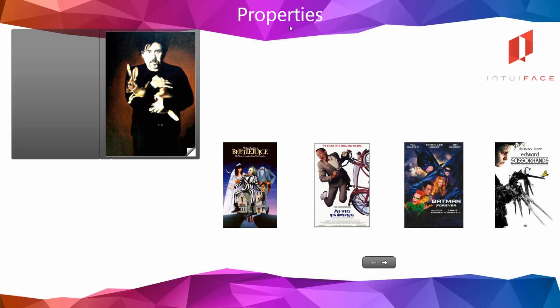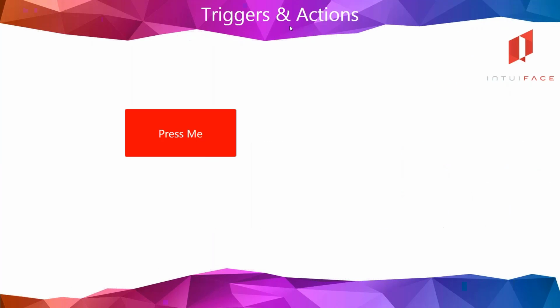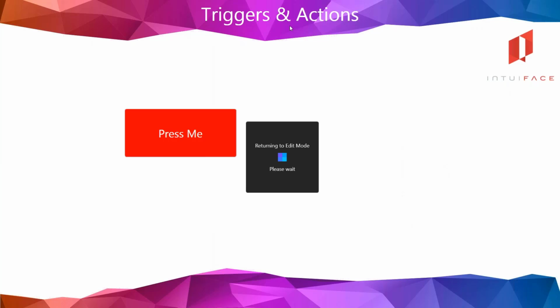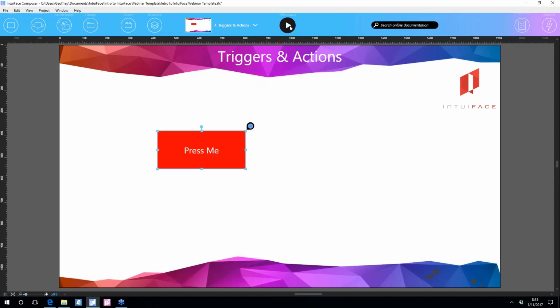For example, I'm going to swipe my finger on the scene itself, not on the asset grid, not in the book, just on the background. I'm going to swipe my finger from the right to the left. 1, 2, 3, swipe. And now I'm back on the triggers and actions page. How is that possible? Everything has triggers and actions. Even the scene itself has triggers and actions.